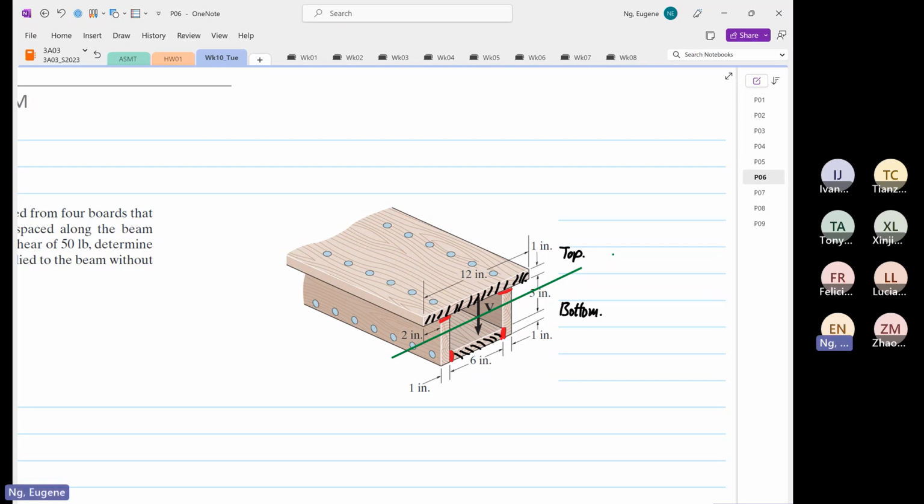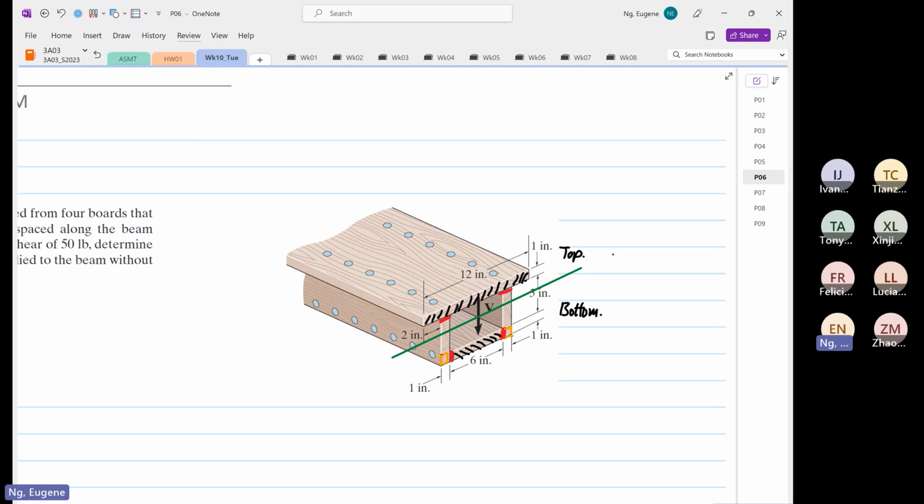Now, some of you might say, Eugene, why not take it from the web? If you take it from the web, you only need to calculate this small region, which is wrong. The web, you only need to look at this small region. The region is so small that when you calculate the first moment of area, it will be too small.